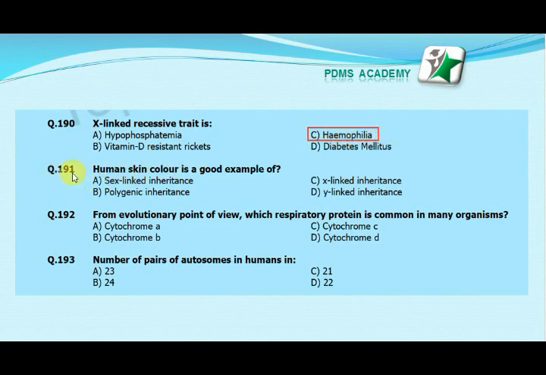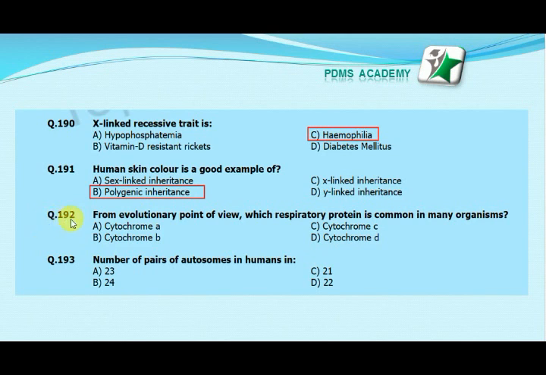Our next MCQ is: human skin color is a good example of option A, sex-linked inheritance, option B, polygenic inheritance, option C, X-linked inheritance, option D, Y-linked inheritance. Our correct answer is B, polygenic inheritance.